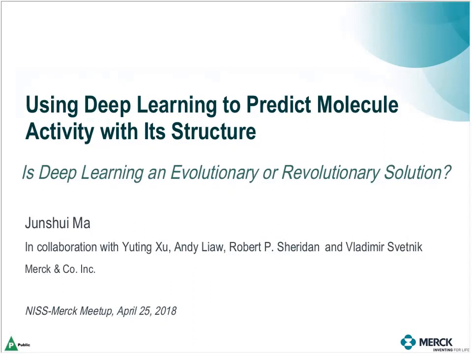This is talking about using deep learning to predict molecular activity from its structure. And indeed, the underlying question is: is deep learning an evolutionary or revolutionary solution to this particular problem? This work is in collaboration with my colleagues Yuting Xu, Andy Liao, Bob Sheridan, and Vladimir Svetnik.